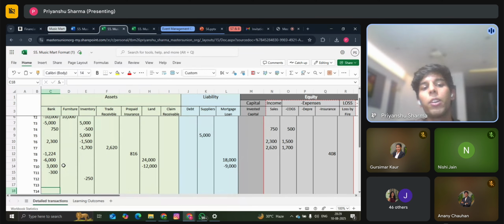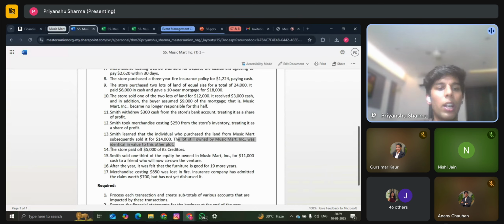If we had paid for something, or anything was going out of our stock, or anyone had paid us, then we would have recorded that entry. So T13 would go blank because there has been no transaction inside the business. I'll move to T14 if there's no doubt. The store paid off 5,000 to its creditors.